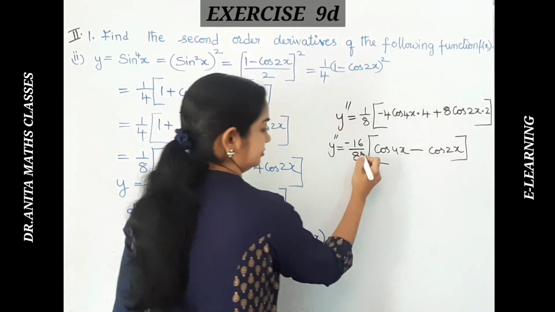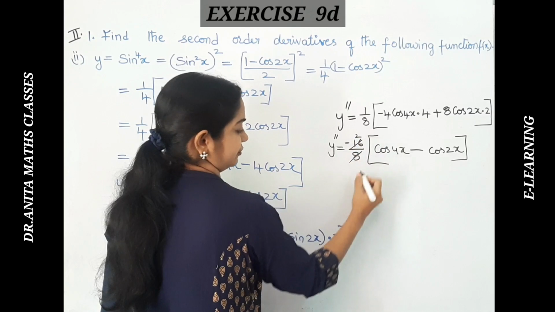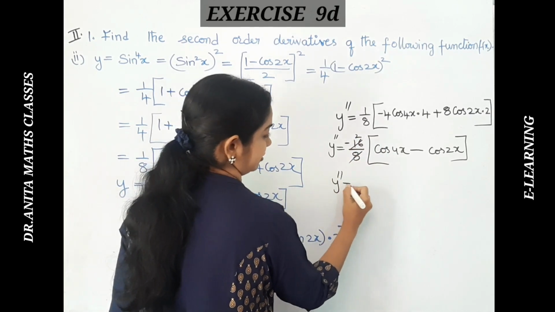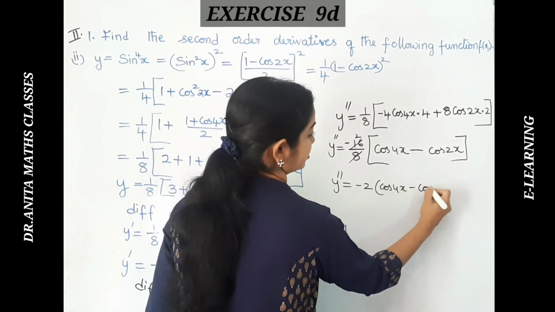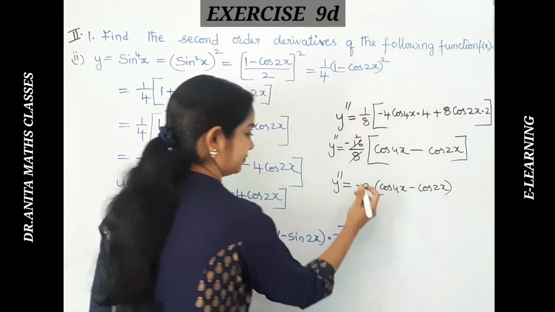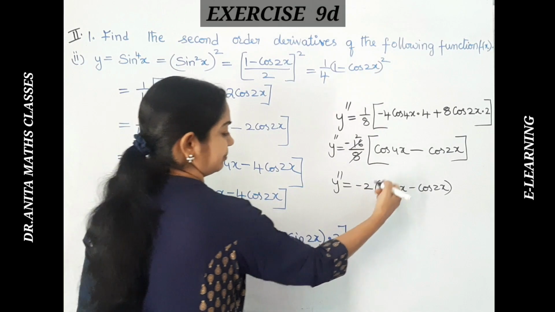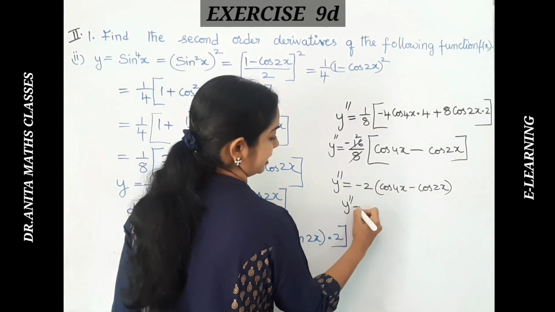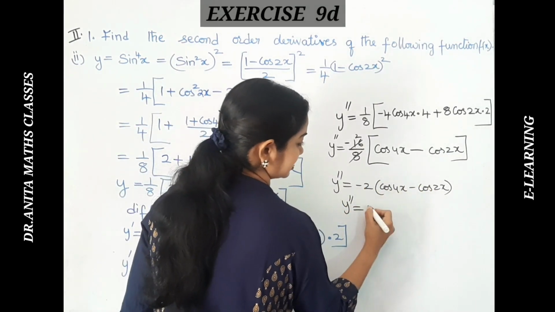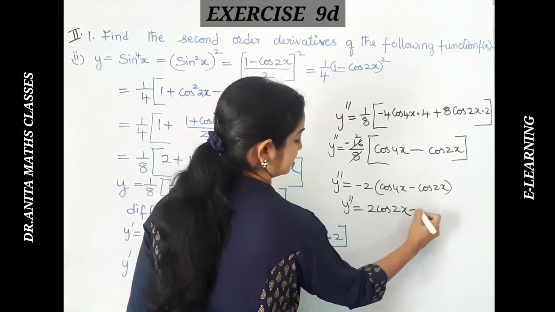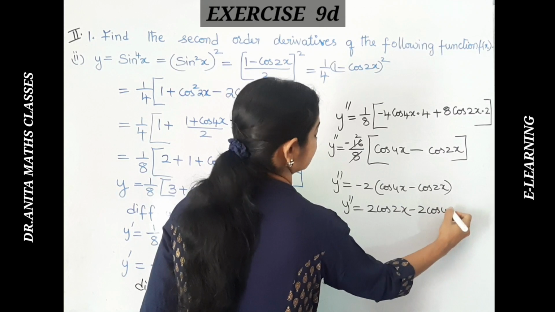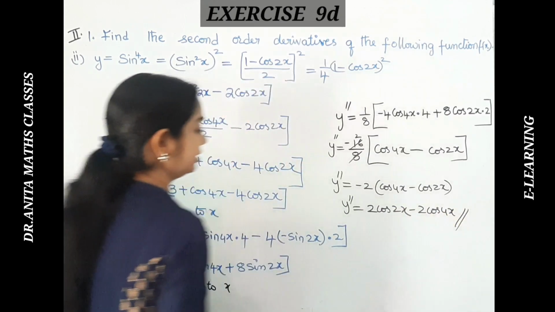Right. So this we can cancel off. So that becomes y, second order derivative is minus 2 cos 4x minus cos 2x. You can further simplify. If you don't want the negative sign outside, you can take it inside. Y double dash is equal to minus into minus, plus, isn't it? So plus 2 cos 2x. Take this to the other side, minus 2 cos 4x. So this is the second order derivative.